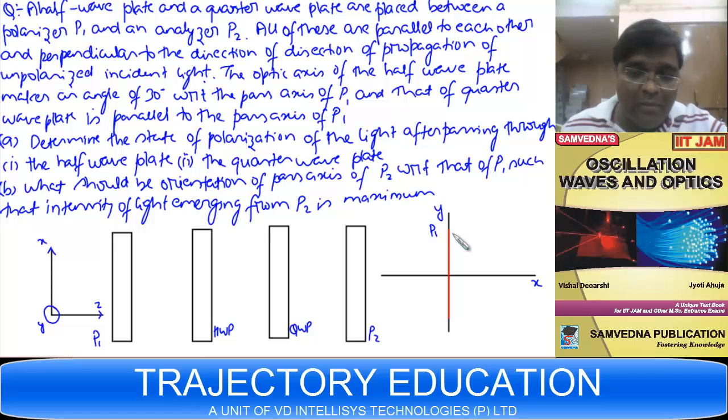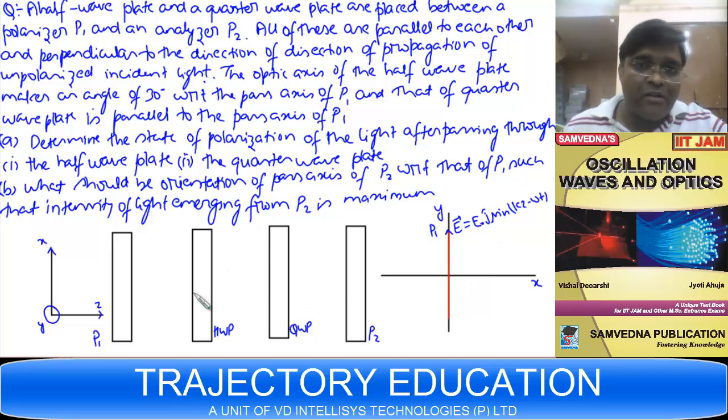So light which will be coming out of P1 will have all its field vector along y. The light will be plane polarized in this region. So the field will be lying along y direction. So E is E naught j, say I can write sin(kz minus omega t), right?